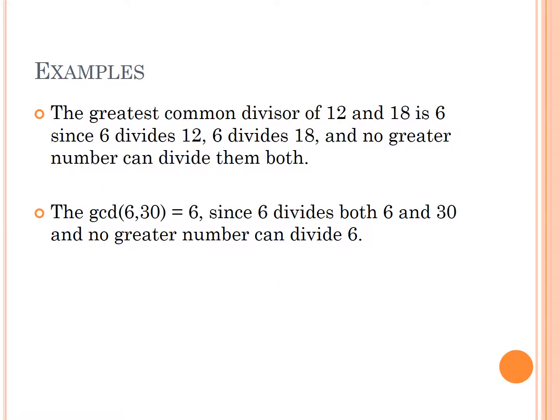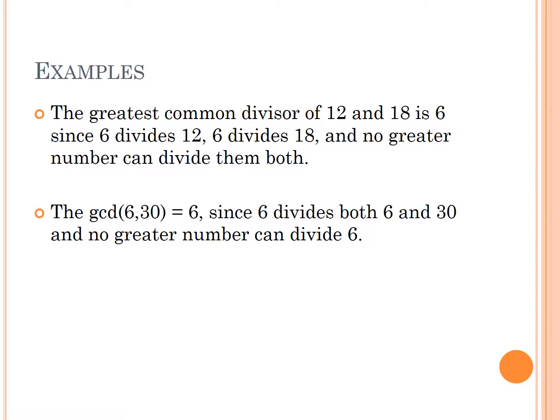So let's see some examples. I want to find the greatest common divisor of 12 and 18. So I want something that divides 12, divides 18, and is as big as possible. So although 3 divides 12 and 3 divides 18, it's not the GCD because there's a bigger common divisor, and that's 6. 6 is the biggest number that divides both. So the GCD of 12 and 18 is 6.